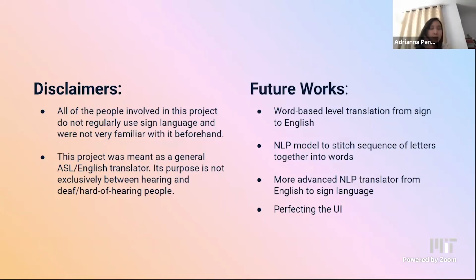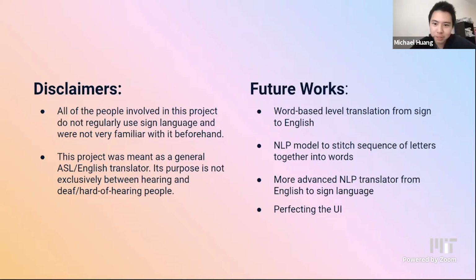All right, so some disclaimers. All of the people involved in this project do not regularly use sign language and were not very familiar with it beforehand. This project was just meant as a general ASL to English translator. We understand that not all people who sign are deaf or hard of hearing, and not all people who are deaf or hard of hearing sign. So its purpose is not exclusively between those parties. A potential application would be using this as a tool for people to learn sign language.